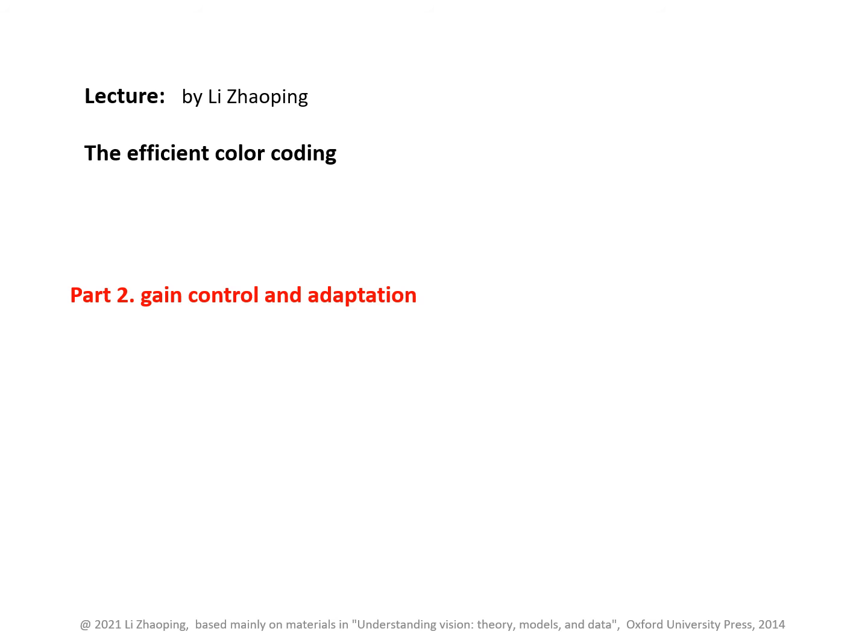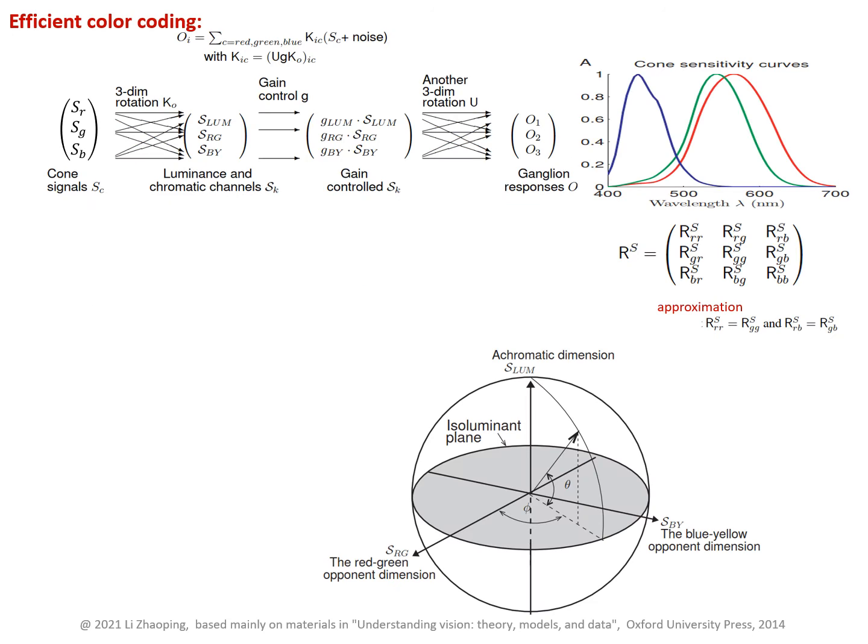Now let's look at gain control and adaptation in color coding. After we decorrelated these red, green, and blue channels to get these three decorrelated components, luminance, red-green contrast, and blue-yellow contrast, the next step is gain control.